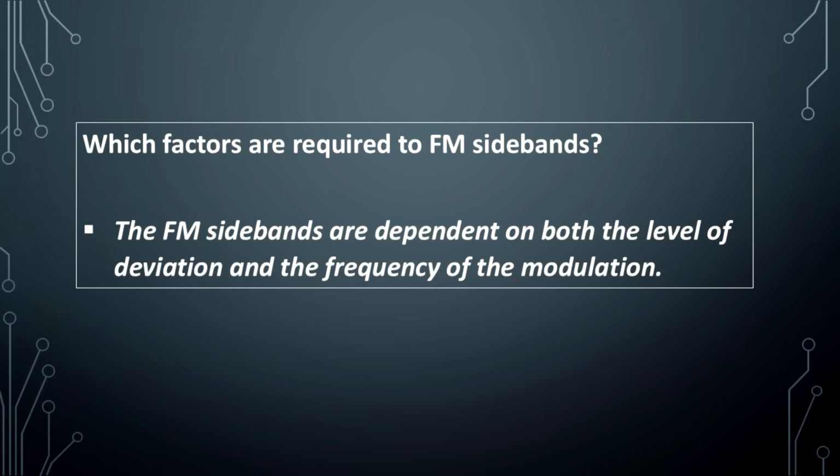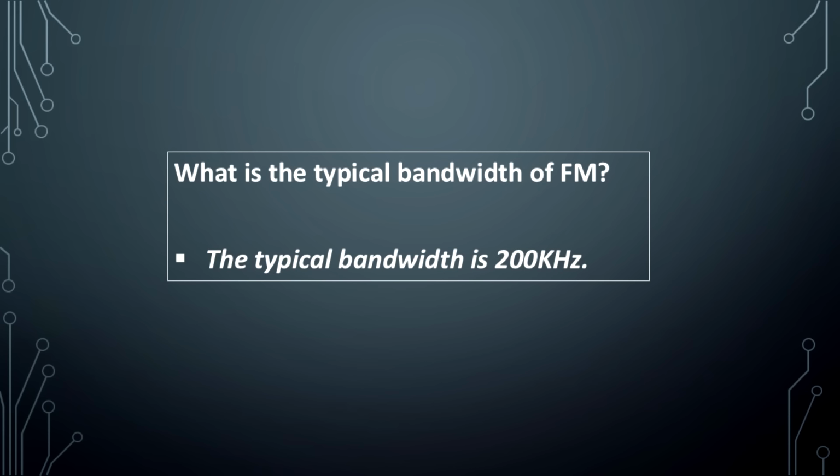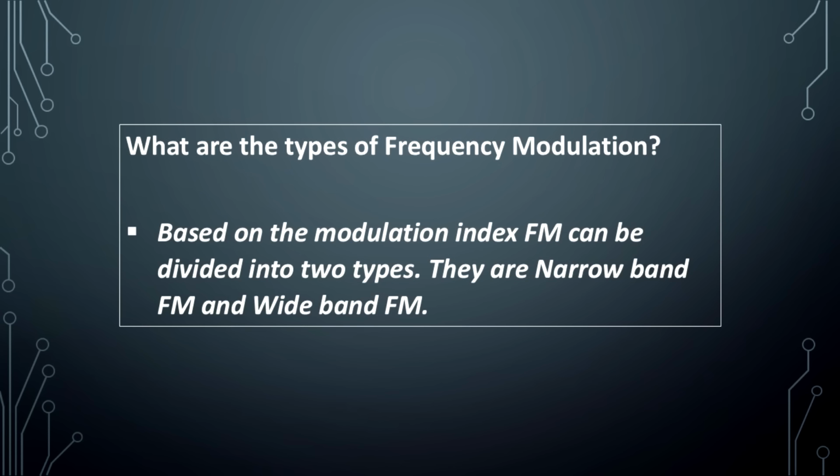Which factors are required to FM sidebands? The FM sidebands are dependent on both the level of deviation and the frequency of the modulation. What is the typical bandwidth of FM? The typical bandwidth is 200 kHz.